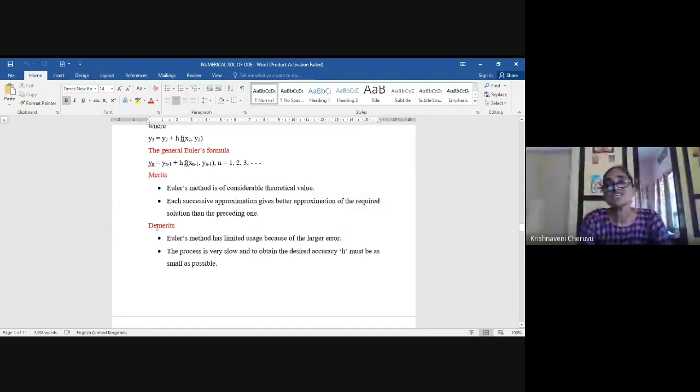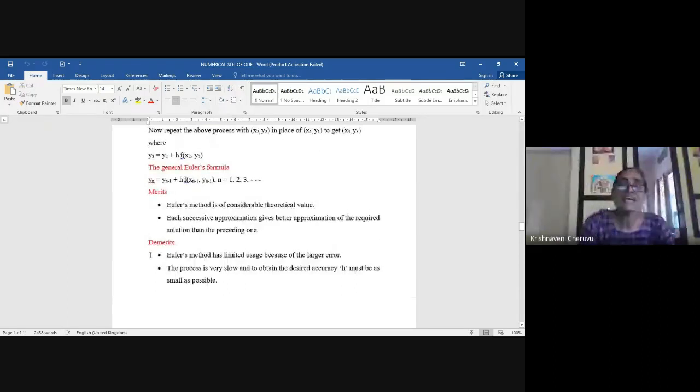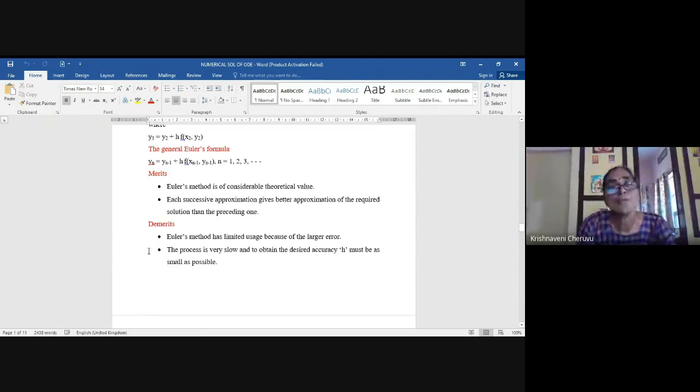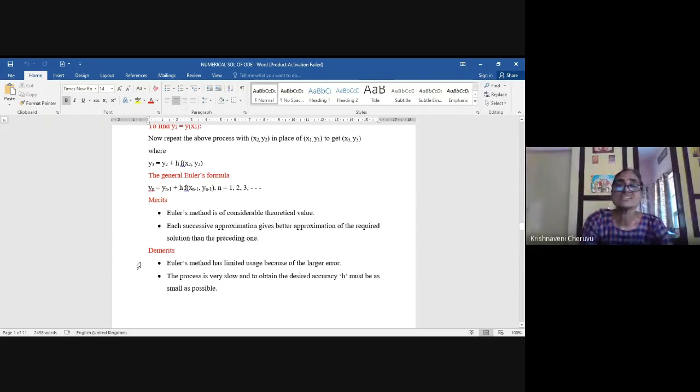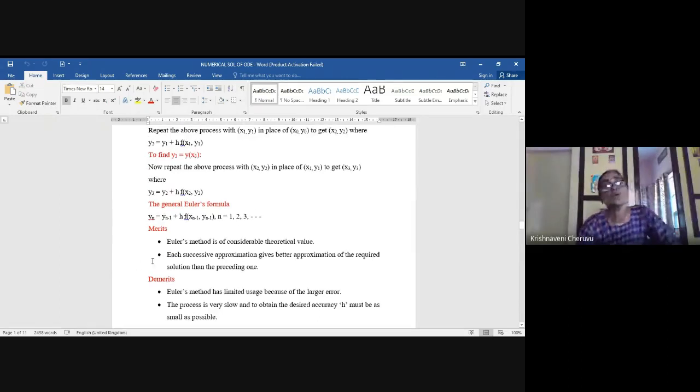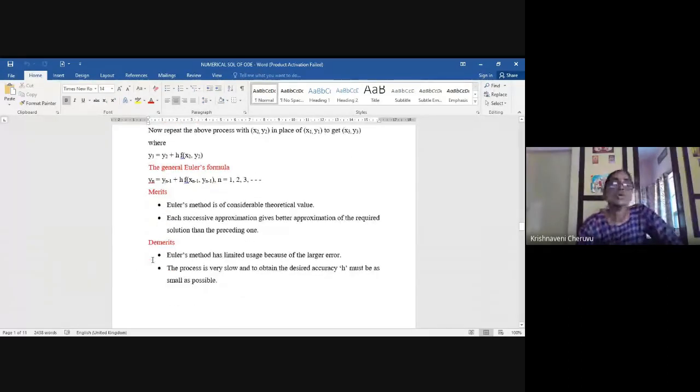And demerits. See, actually, it will give you more error. That's why this method has limited applications, and it's a very slow process, girls. To reach the desired accurate value, you have to go for a number of approximations. So that's why in the question he will mention up to 2 decimals, up to 3 decimals, up to 4 decimals, so you'll be able to complete the problem in the limited time. Otherwise it takes a number of approximations to get the desired accuracy.